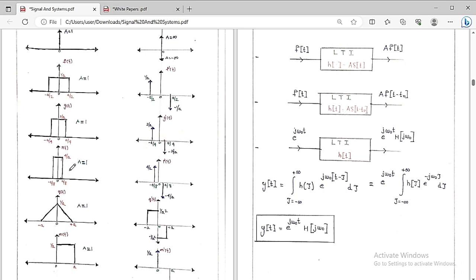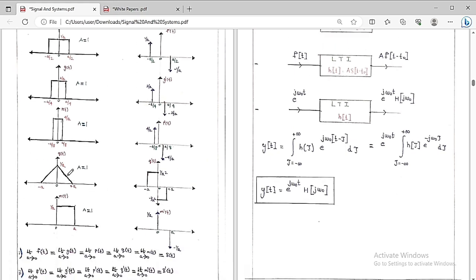Similarly, what is the differentiation of p of t? At minus a by 8, there is a sudden rise by 4 by a, so there is an impulse of area plus 4 by a. Then this is a constant, so the differentiation of a constant is equal to 0. Again there is a sudden decrease by 4 by a at a by 8, so there is a negative impulse of area minus 4 by a.